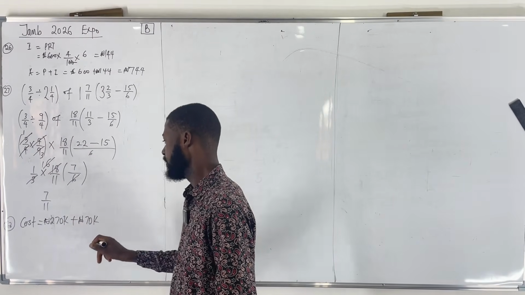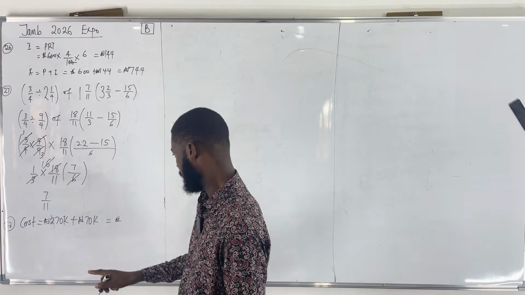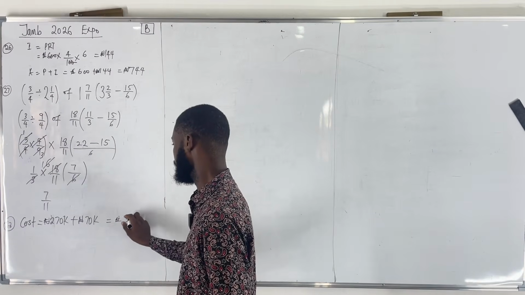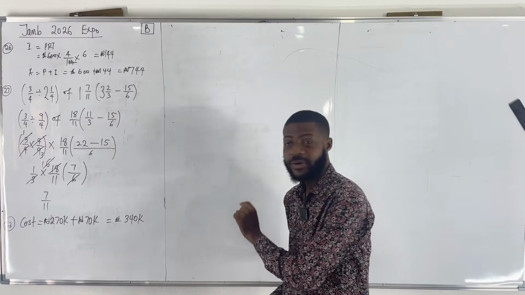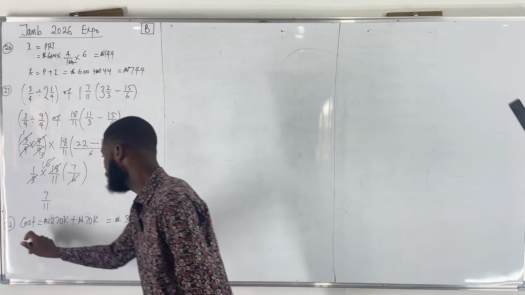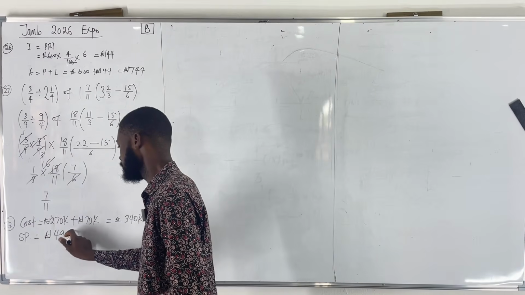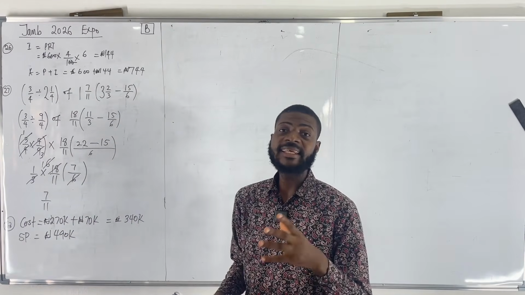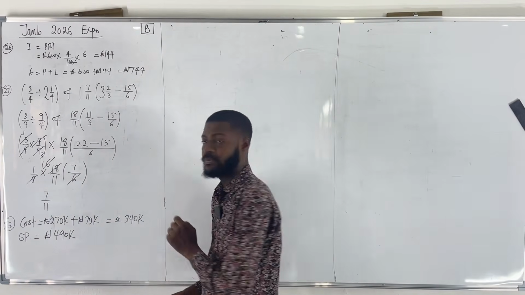So that's 70k. Now, if you add this up, you're going to be getting 320k. Oh, sorry. 7 plus 7, 340k. So this is what you're going to be getting. This is your cost price. Now, his selling price, he sold it for 490k. So, of course, did he make a gain? Yes, he made a gain because this amount is bigger than how much he spent.